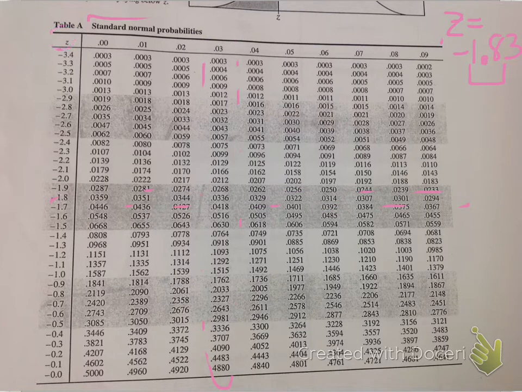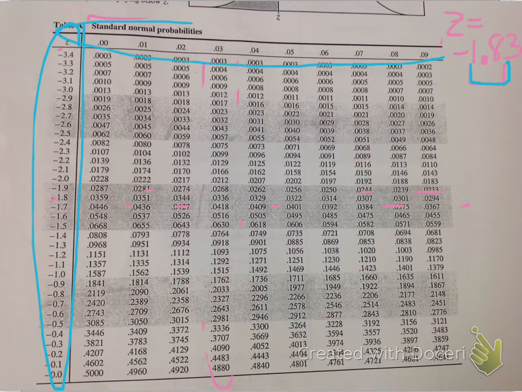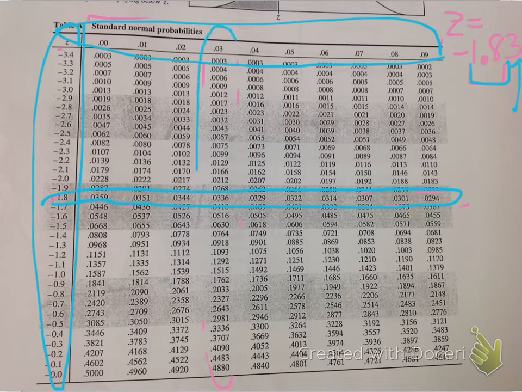When you're looking at this z chart, this column right here, these are the first 2 digits of your z-score. This column right here is your last digit of your z-score. We go to this -1.8, which is right here, and I'm going to circle this row. That's my first 2 digits, and my last digit is here, 3. And you'll notice then my proportion is 0.0336.